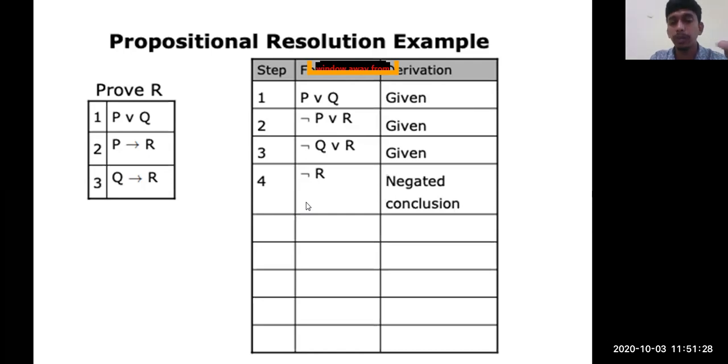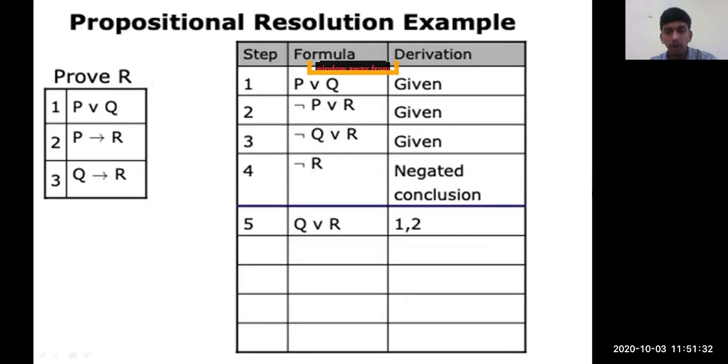For that I am applying my negation, that is your negated conclusion. Now I'll try to use my above 1, 2, 3, 4 steps and try to go for the further solution and prove the answer whatever I need to get. Here I am taking steps 1 and 2. You can see P or Q and P or negation P or R.